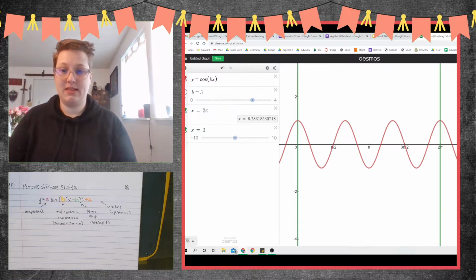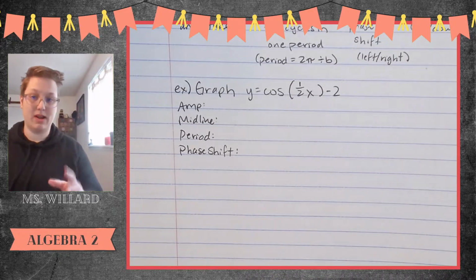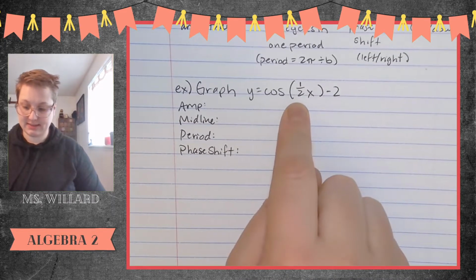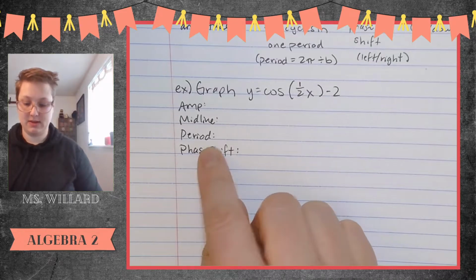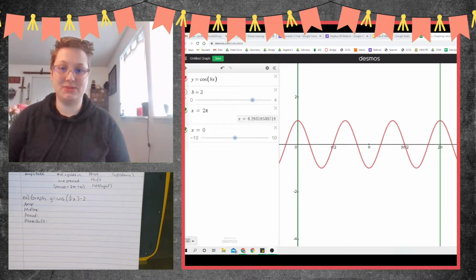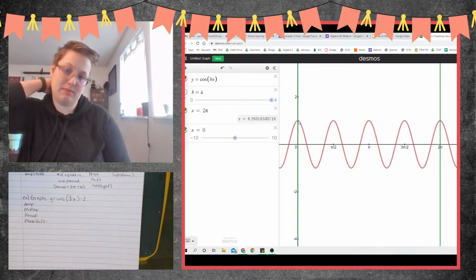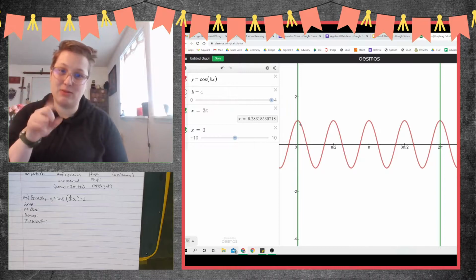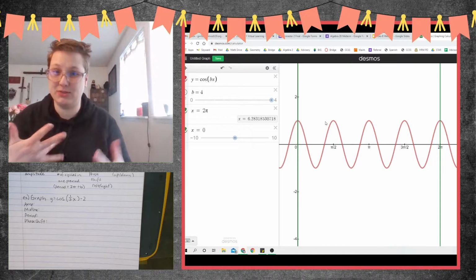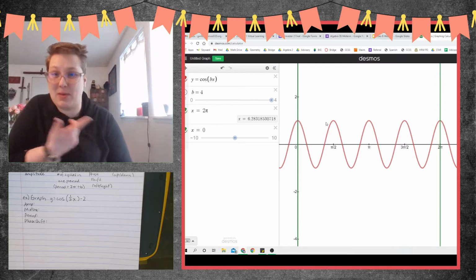Okay, now that I've done that, let's put it into practice. So we're going to do y equals cosine of 1/2 x minus 2. Now, the 1/2 x changes the period length. Let me show you that too. So when I change it to 4, my 1 cycle, my period length, is pi over 2. So if I take 2 pi divided by 4, I get pi over 2. That's how I figure this out.